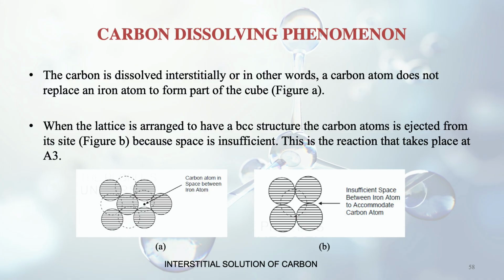When the lattice is arranged to have a BCC structure, the carbon atoms are ejected from its site because the space is insufficient. So suppose this lattice was FCC austenite and it changes to BCC, somewhat closer to ferrite. Then the carbon which was in the interstitial space, like you can see in figure A, is ejected out because the space gets lesser. The FCC edge length is more than the edge length of the BCC. So this is the reaction which is taking place at A3.